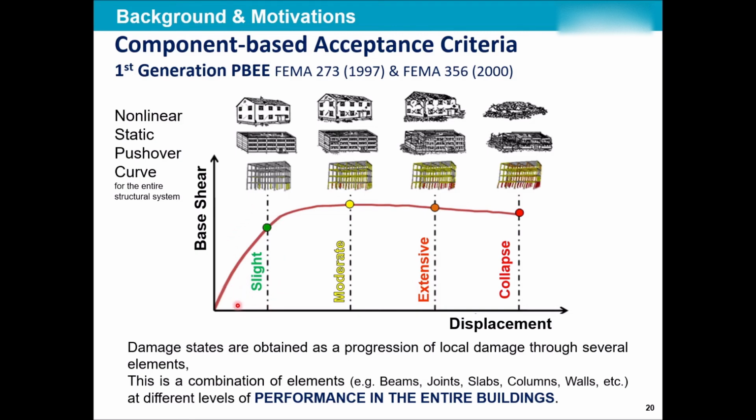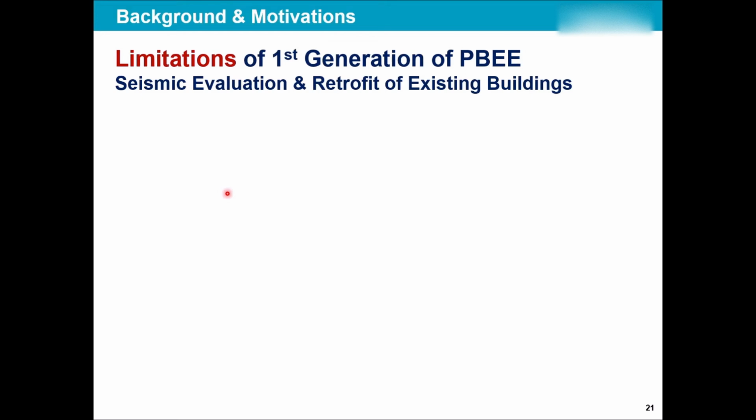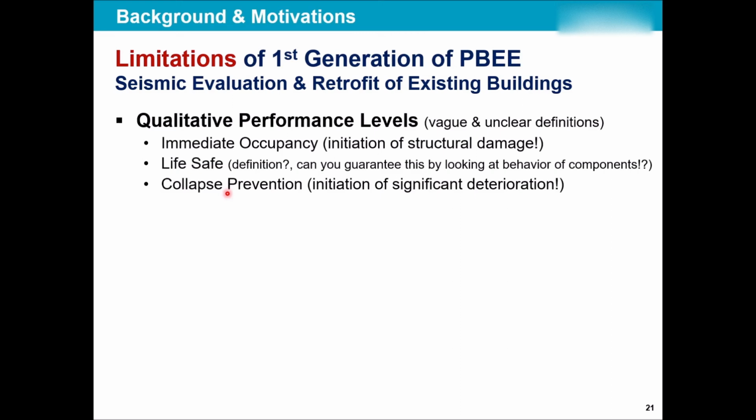So always keep this in your mind, that the component-based damage is a little bit different and is a little bit ahead of the entire structure's damage. The structural behavior and the structural damage is usually delayed a little bit after every single component has reached certain criteria. Now, this was the first generation, and for sure it had some limitations. Let's look at some of its limitations.